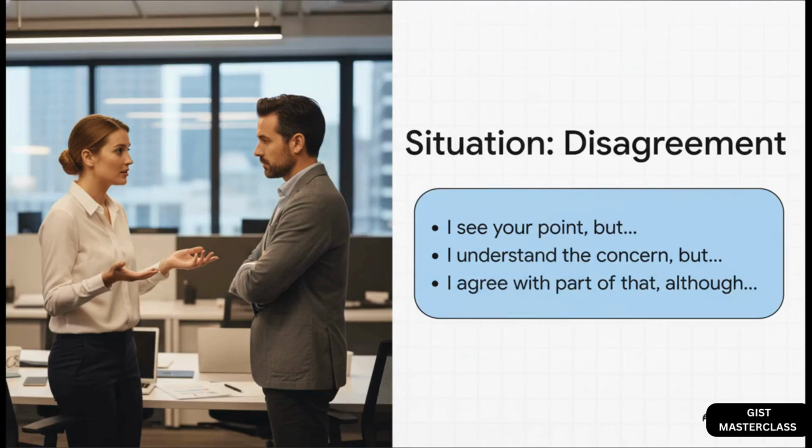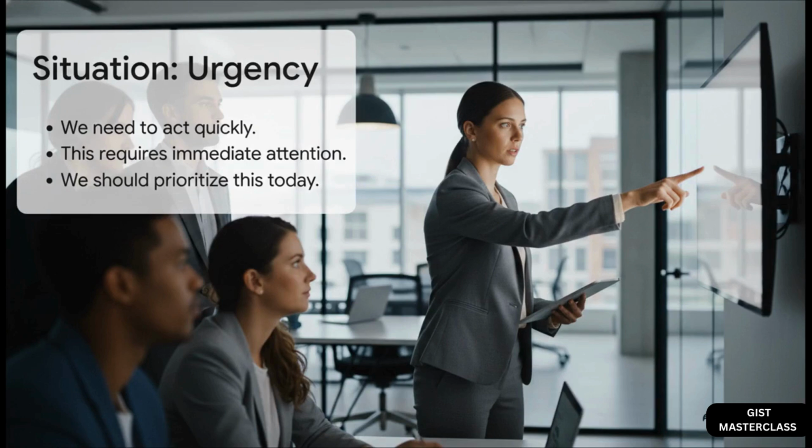Or what about when you need to disagree politely? Your brain definitely shouldn't be frantically searching for diplomatic words one by one. You should just grab a complete professional block. Something like, I see your point, but, or I understand the concern, but. See, you are using language patterns that belong directly to that situation, totally bypassing translation. And think about a high-pressure situation, like urgency. Fast-paced, high stakes. You literally cannot afford the time to translate here. Notice that you aren't translating the abstract concept of urgency, you're just deploying patterns designed specifically for that environment. This requires immediate attention. It just becomes automatic.